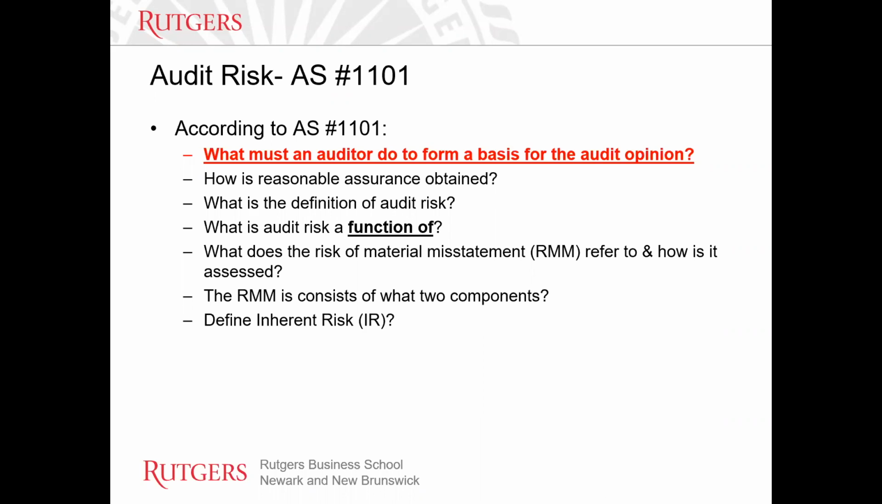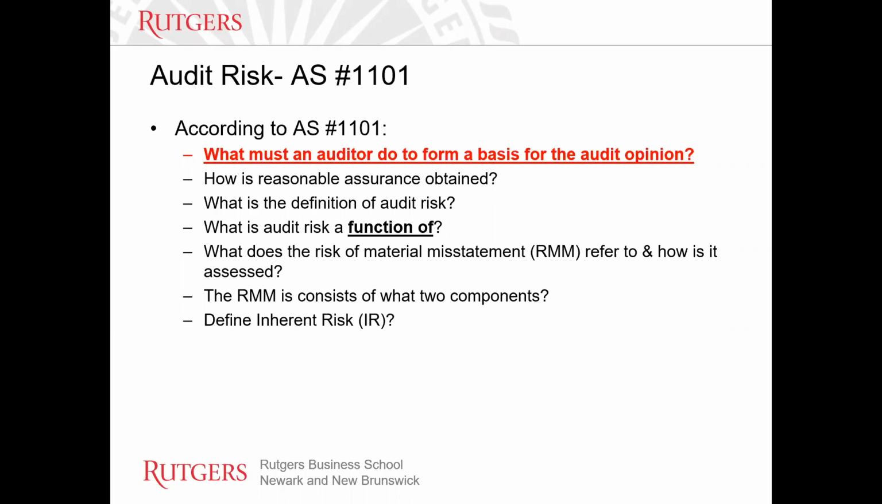How does an auditor do that? Reducing audit risk to an appropriately low level. And they do that through exercising professional care, getting sufficient appropriate evidence. But the point of it is reducing audit risk to an appropriately low level. We're going to talk about, so what is an appropriately low level?